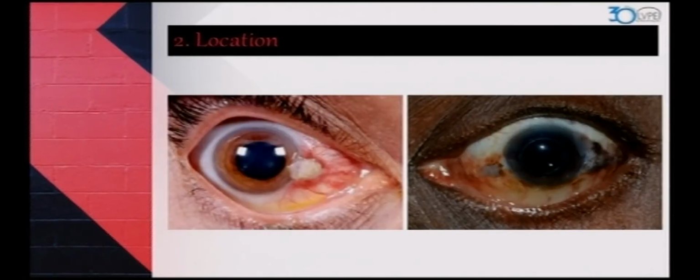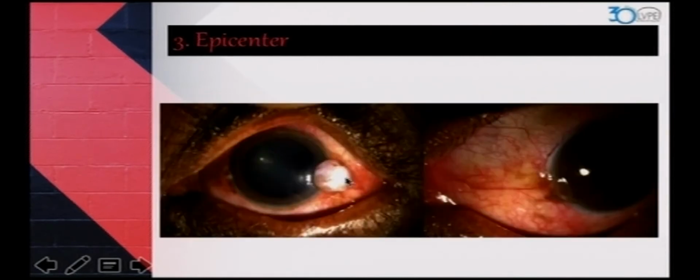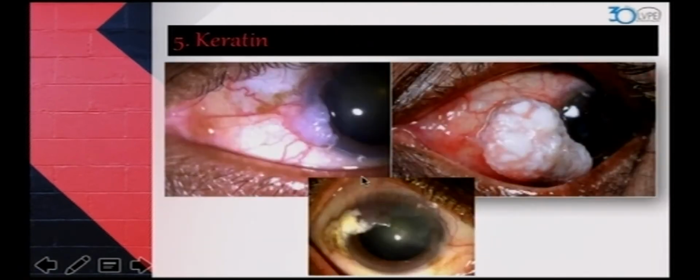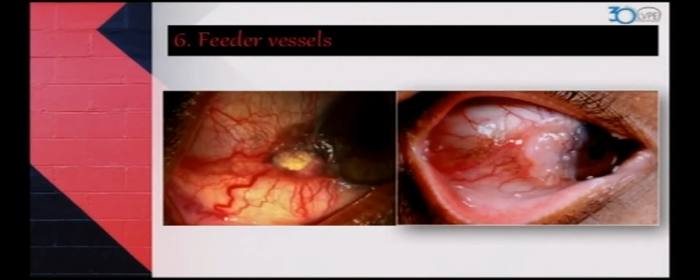Next, coming to the location, it is most common in the interpalpebral region, the epicenter being at the limbus. You need to look for the intrinsic vascularity. There are these loop-like blood vessels inside the mass. Keratin. Keratin is an extremely important indicator of ocular surface squamous neoplasia. Whenever you see keratin on the ocular surface, please rule out ocular surface squamous neoplasia.